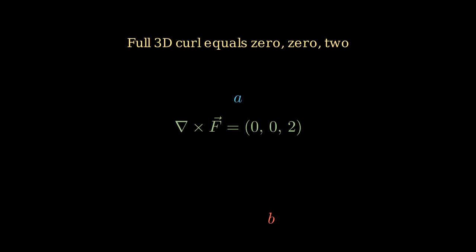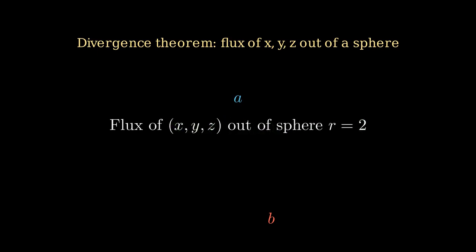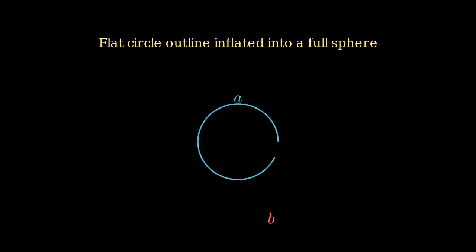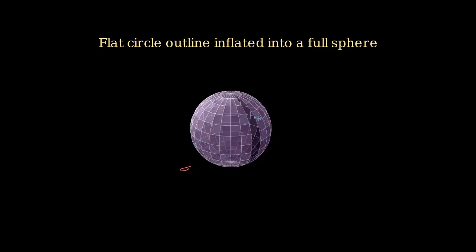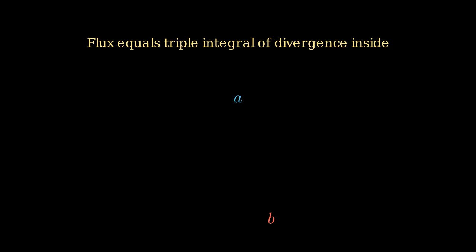Next, let's use the divergence theorem to find the flux of a different field, the vector x, y, z, flowing out of a sphere of radius 2. Picture this sphere first as a flat circle outline in 2 dimensions, then inflate that same outline into a full 3-dimensional sphere. The divergence theorem says the flux out of a closed surface equals the triple integral of the divergence over the solid region inside.